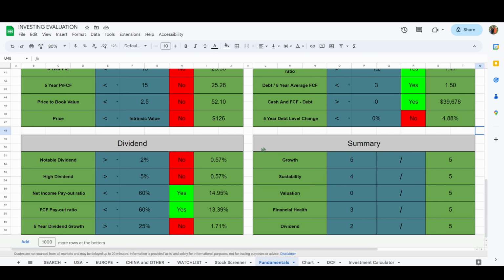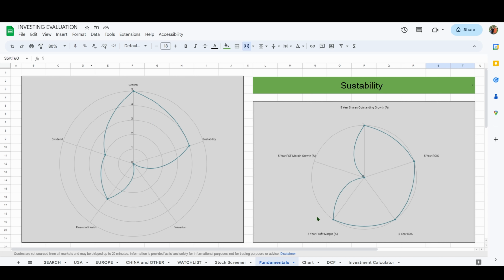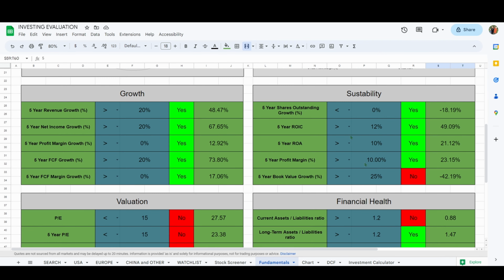So that's that for Apple, and you can see that the summary of all these is that for growth they have 5 out of 5, for sustainability they have 4 out of 5, for valuation they have 0 out of 5, and for financial health they have 3 out of 5. For the dividend, finally, they have 2 out of 5. And then it also shows you here in the fundamental chart. But you should definitely not buy companies according to this, because these rates should be different for every company.